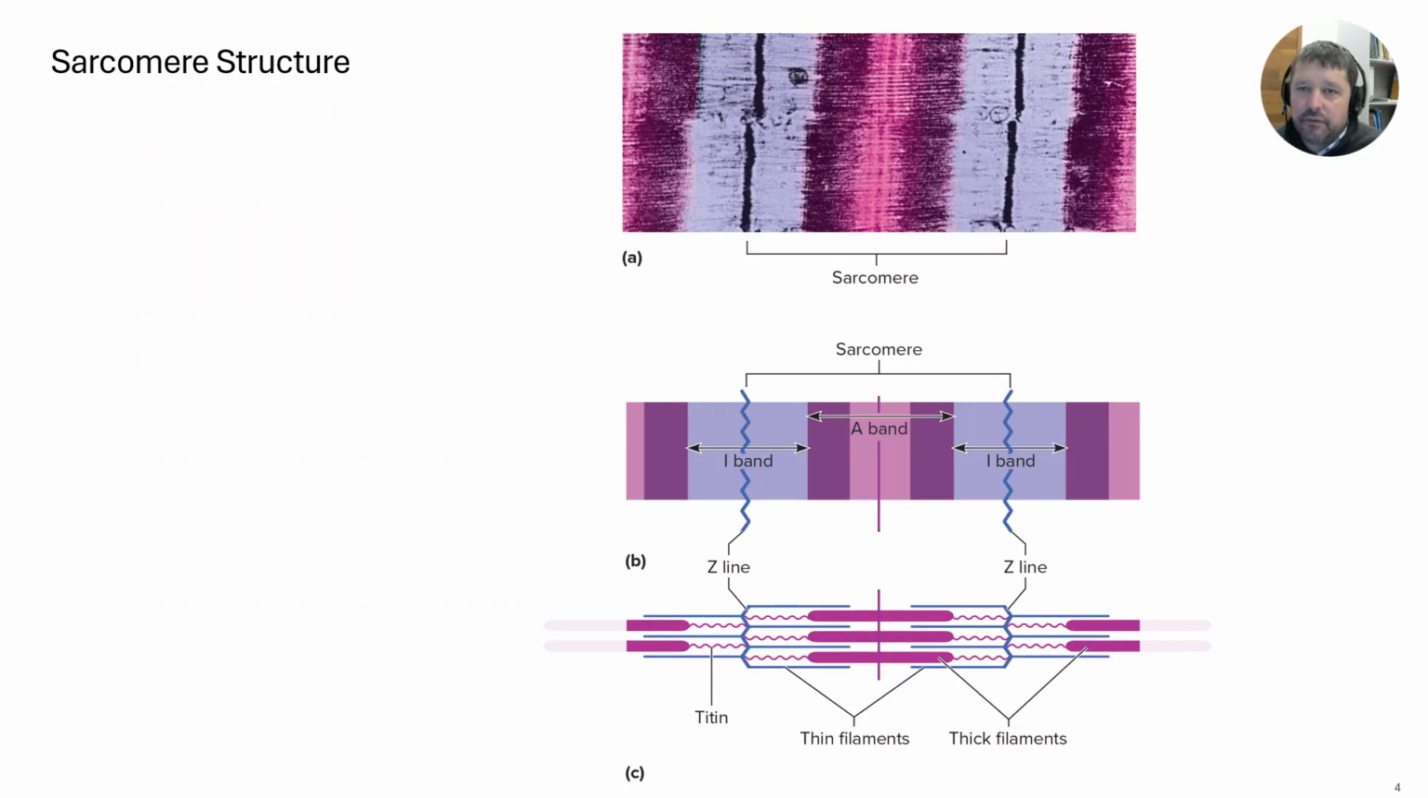Okay? Here's another way to look at it. Okay, so this is a cross section underneath a microscope. There you can see that Z band. Okay, you can see the light I band region. You can see the darker region of the A band. Okay, but then you get to see that H zone where it's light and there's no overlap.